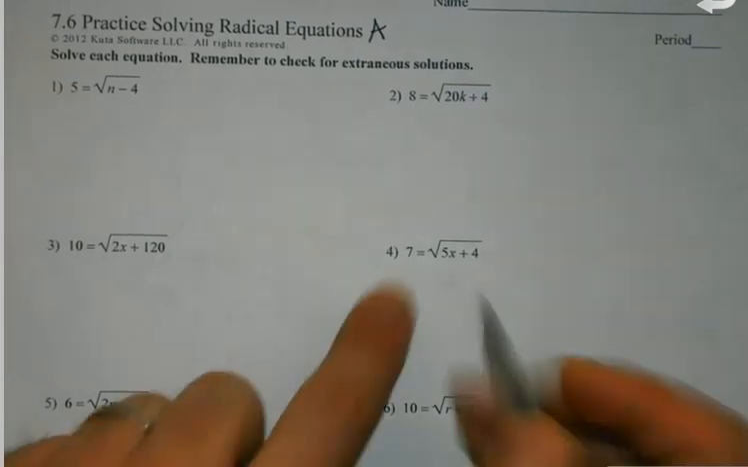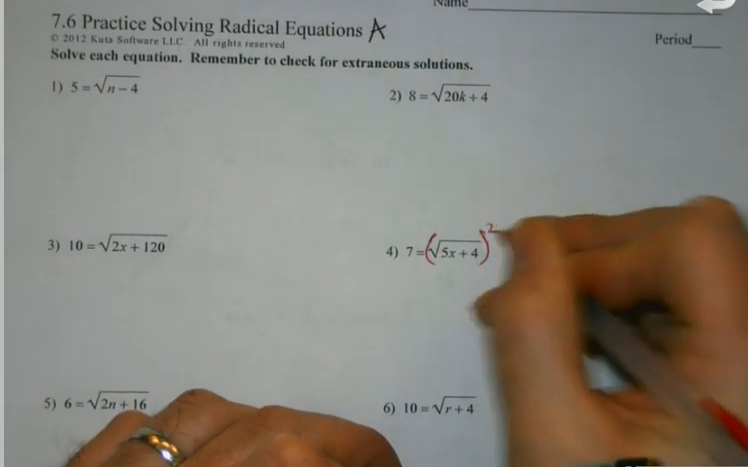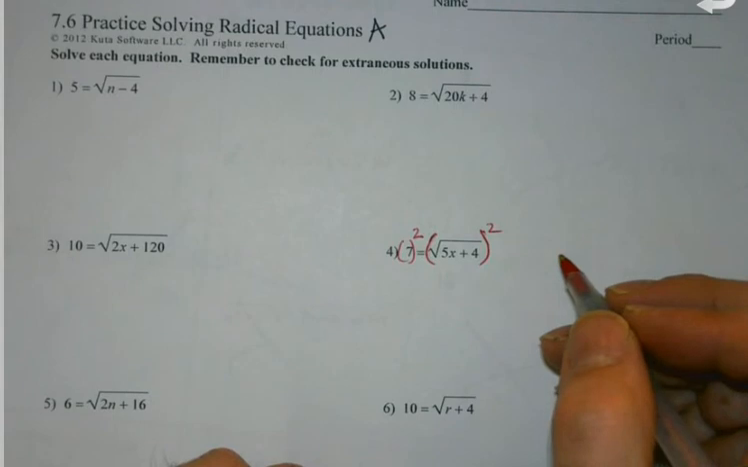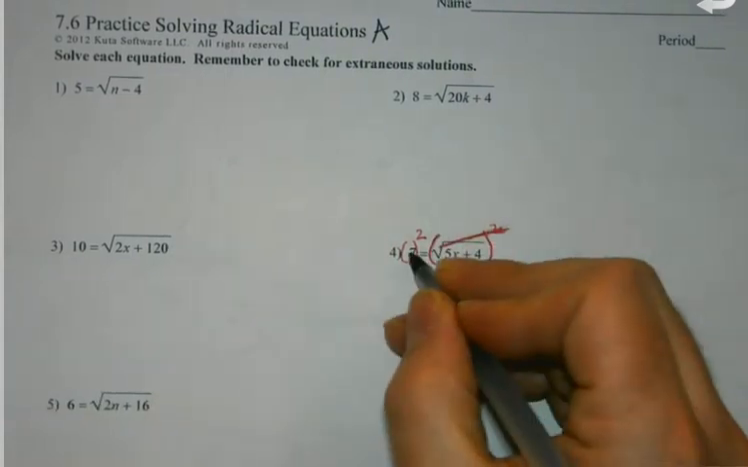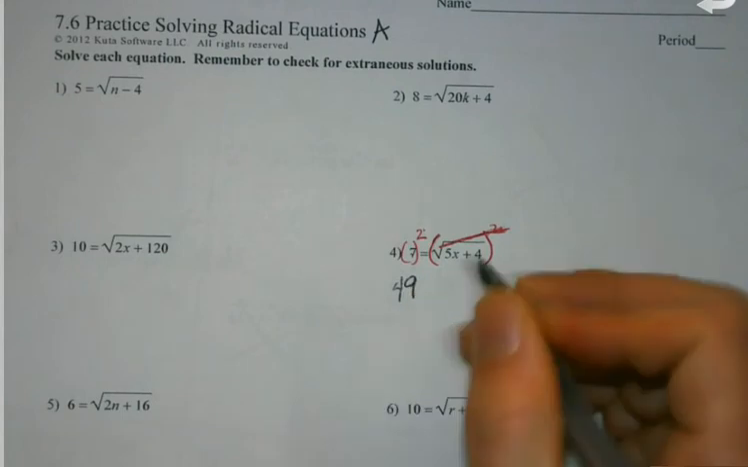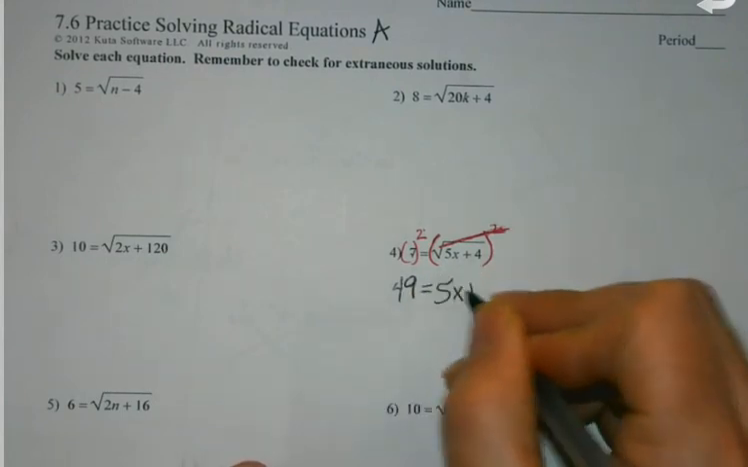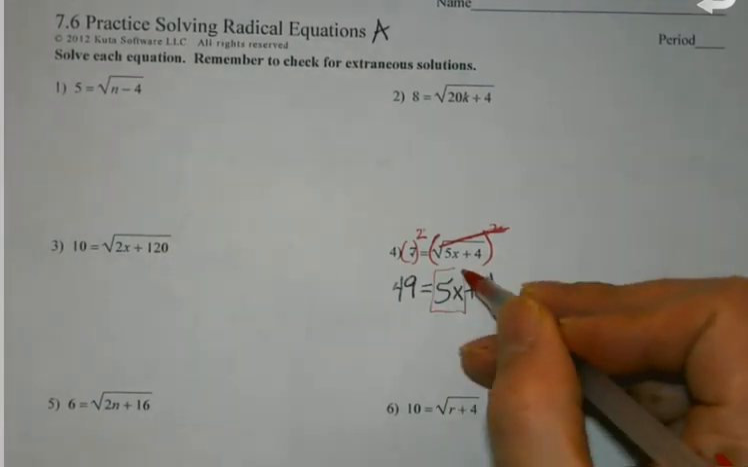So I look at number 4 and I say, okay, radical's by itself, that's good. Less work for me. So I can immediately square both sides. But only if the radical is alone right off the bat. So squared and square root cancel. 7 squared is 7 times 7, so that's 49. And what's left below my radical is 5x plus 4, thinking ahead a little. And now again, we're at a regular two-step equation.